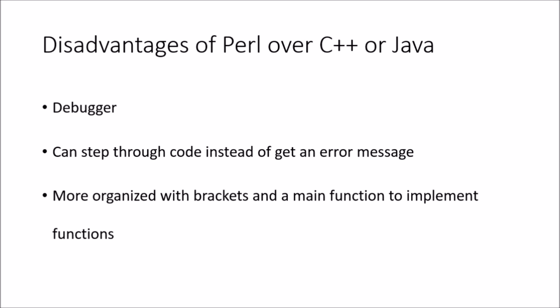But also some disadvantages of Perl over C++ is you have a debugger in C++ and Java, so you can step through your code and figure out exactly where you're messing up and need to change some stuff. And it's more organized with the functions and the main. Even though you have to write more lines of code, you can figure out exactly what's going on and figure out what you need to do.